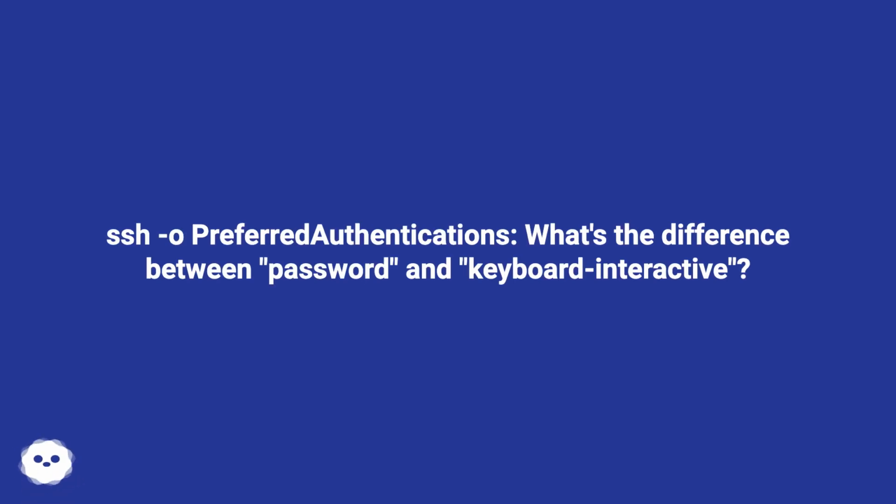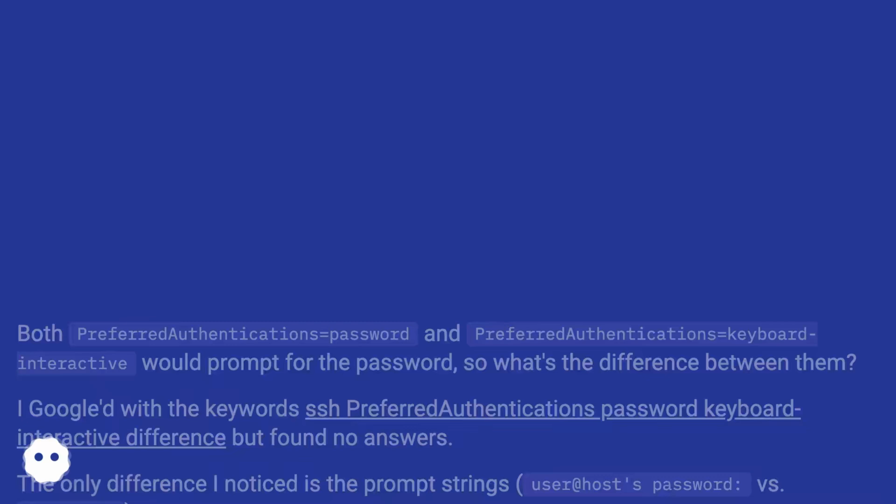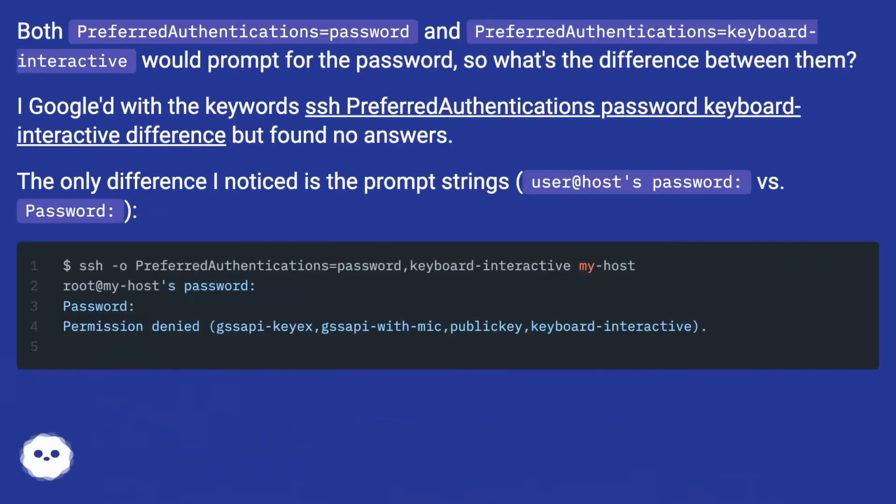SSH PreferredAuthentications: what's the difference between password and keyboard-interactive? Both PreferredAuthentications=password and PreferredAuthentications=keyboard-interactive would prompt for the password. So what's the difference between them? I googled it with the keywords SSH PreferredAuthentications password keyboard-interactive difference but found no answers. The only difference I noticed is the prompt strings: "user@host's password:" versus "Password:".